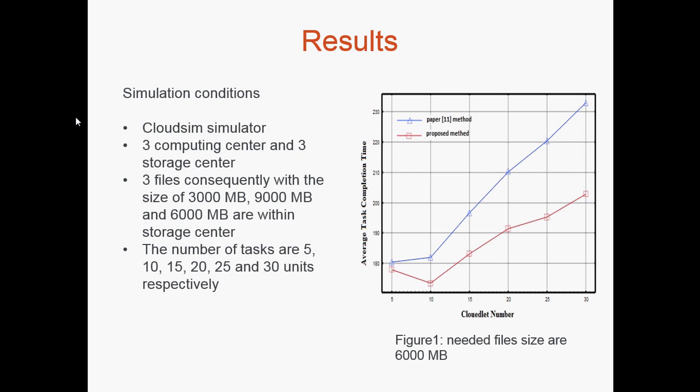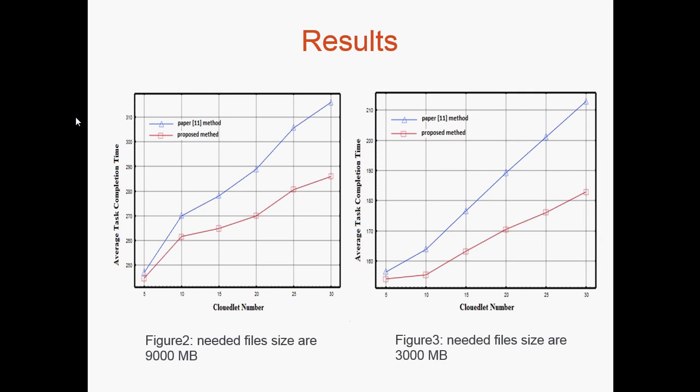In the following figures, the first needed file is 6000 megabytes and the next one is 9000 megabytes and the last one is 3000 megabytes. And as the simulation results show, whenever the amount of files the tasks need increases, the proposed method provides a significant improvement in average completion time compared to the reference paper method.